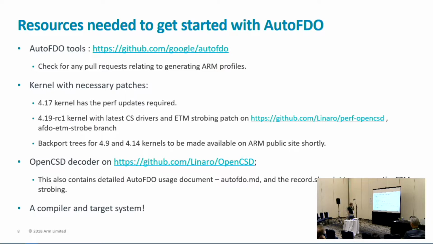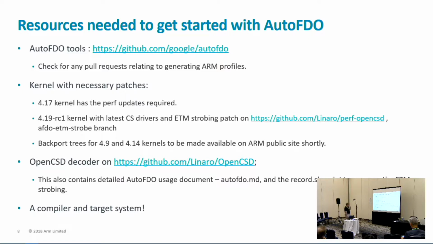And in order to get this working on some of the more popular kernels, ARM is actually backporting sufficient patches for the CoreSight and perf to make it work with 4.9 and 4.14 kernels. Those will be available on a public site. I don't know which one yet, but as soon as that actually happens, I'll put a list out on the mailing list, a message out on the mailing list, I should say.